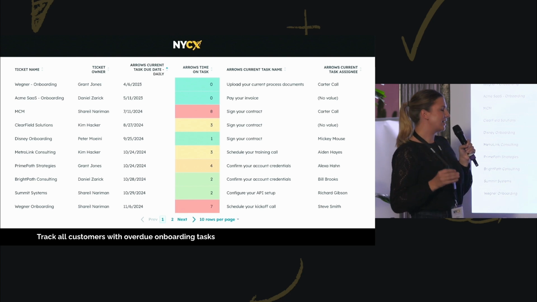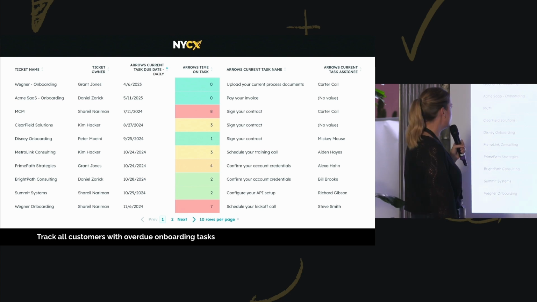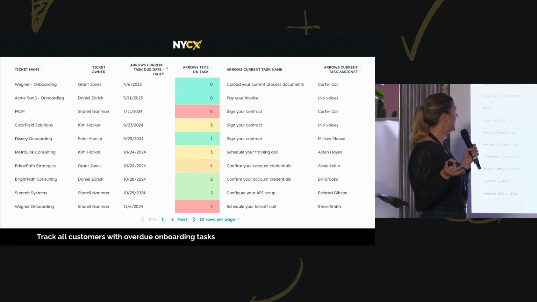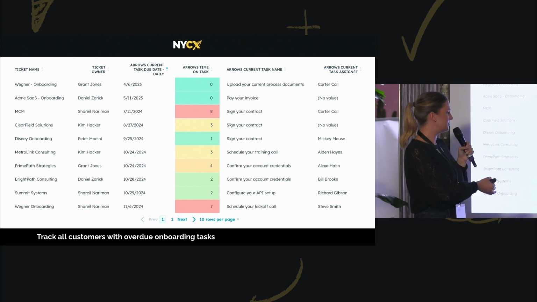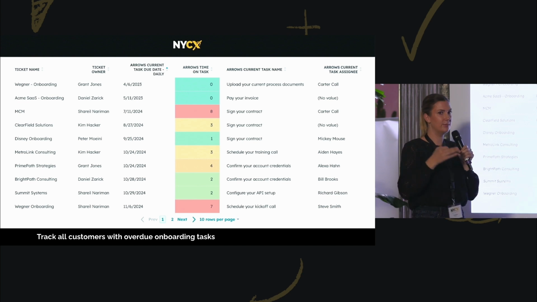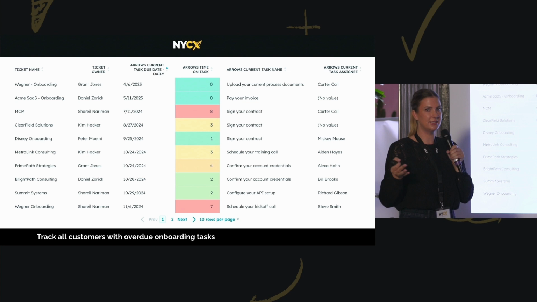Okay, so a few examples of what those reports look like. This is one report that we have set up in HubSpot. Again, it's a really simple report inside HubSpot, but we're enriching those reports with Arrows data. You can see here, this is showing us all customers that have overdue onboarding tasks. You can see the current task due date, the amount of time that they've been on the task, current task name, and current task assignee. So for a manager or an onboarding rep to come in, they can get a quick view of any customer that needs that extra attention.